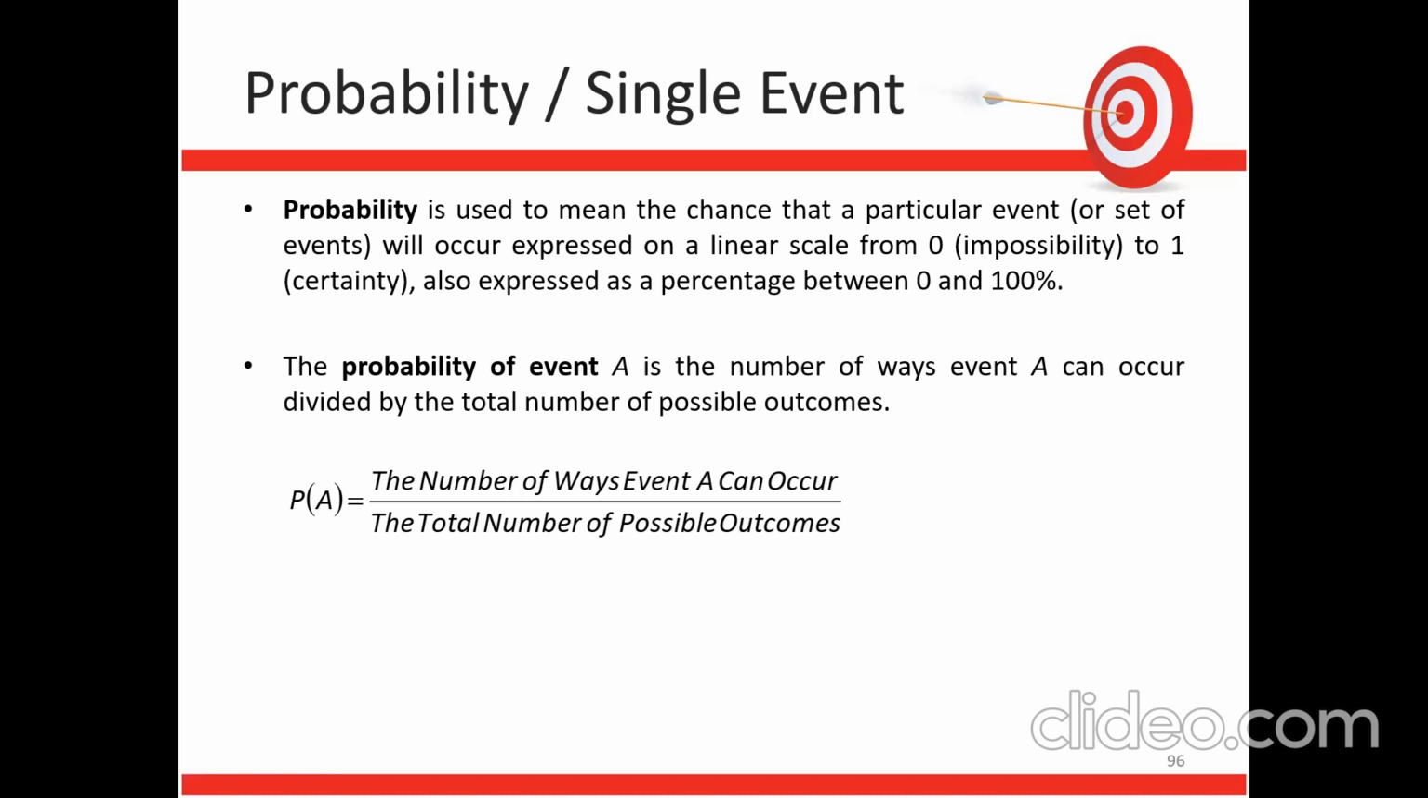The probability of event A is the number of ways event A can occur divided by the total number of possible outcomes. P(A) is equal to the number of ways event A can occur divided by the total number of possible outcomes.